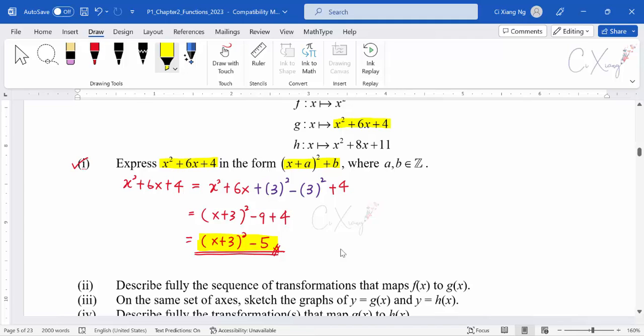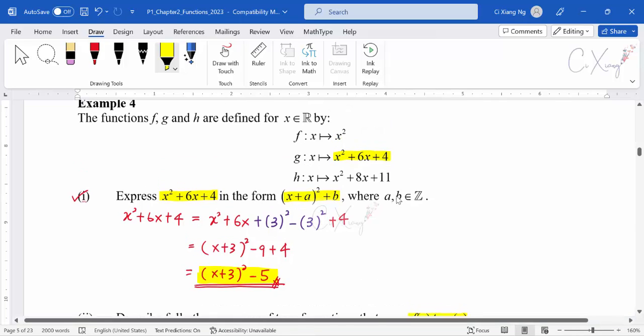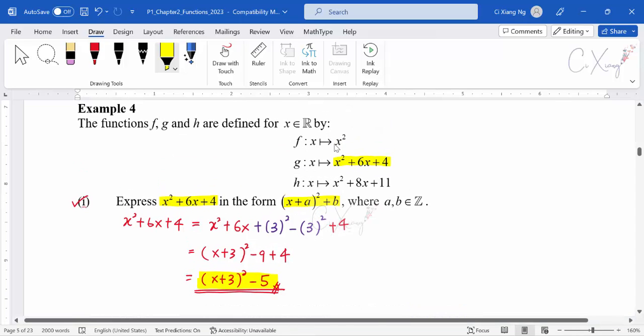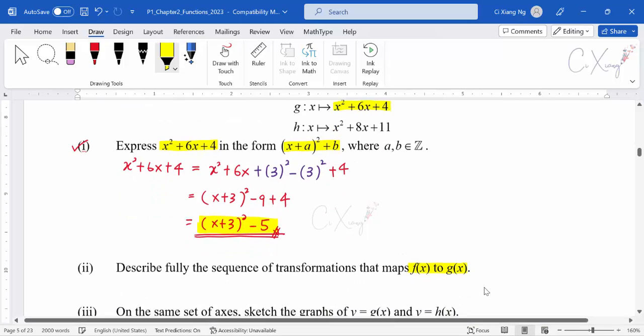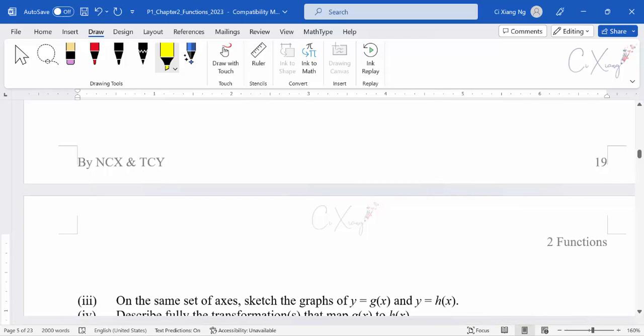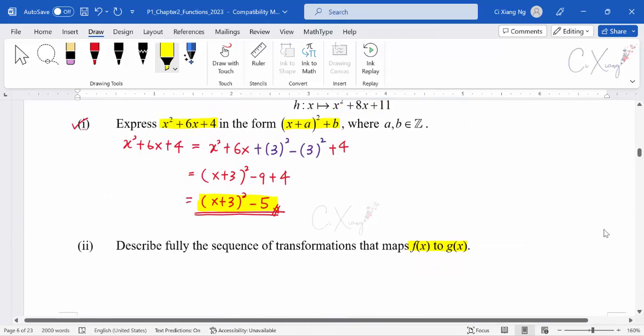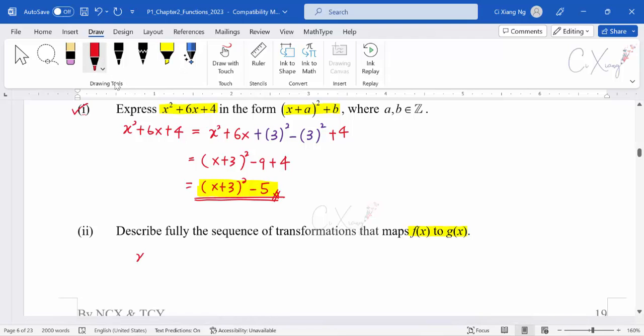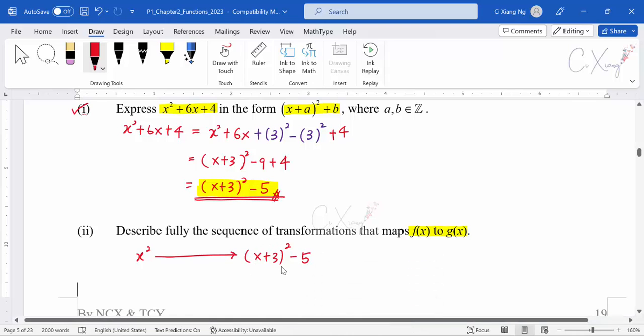They want us to describe fully the sequence of transformation from f to g. So my function f(x) is x squared, which is a basic one, and my function g is this one. And they want us to describe the transformation. So just to write out for you, f(x) is this one. And then we are going to transform it to become (x plus 3) squared, then minus 5. So from here you can see that it is actually a translation that involves both the x and y direction.